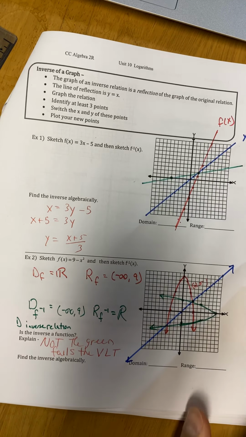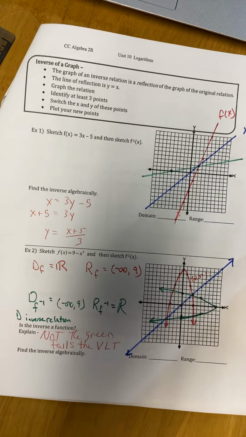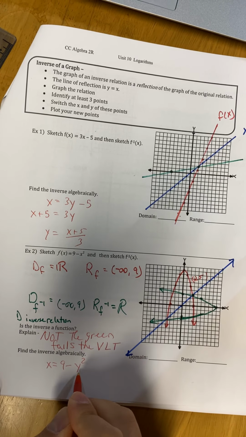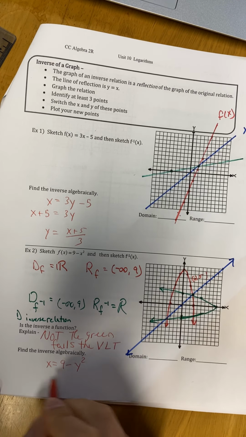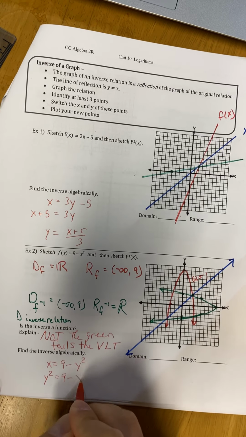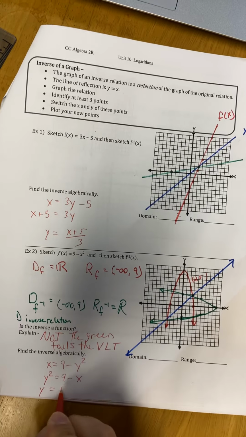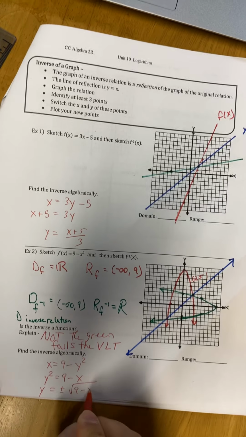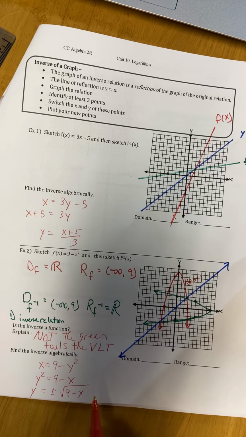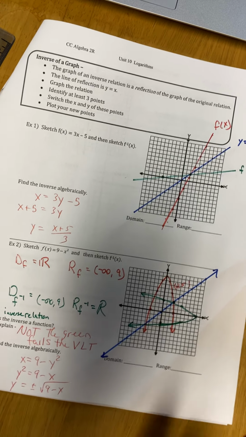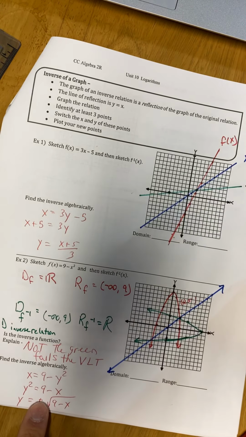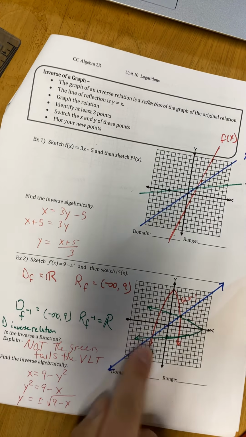But, find the inverse algebraically. So x equals 9 minus y squared. So let's add y squared over here, and then subtract x, and we're going to get 9 minus x. And then I take the square root, plus or minus radical 9 minus x. All right, that is not a function because you can't have a plus and minus with that. But notice, it's a square root function. Here's the positive one. Then I reflect it. Here's the other one.